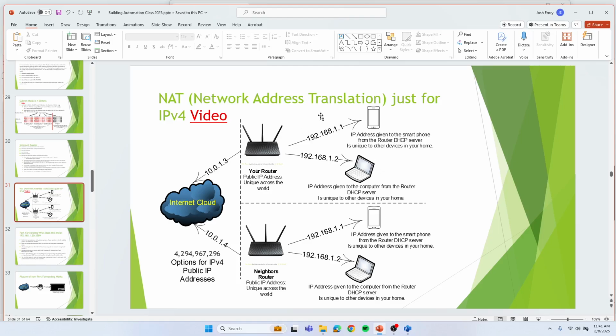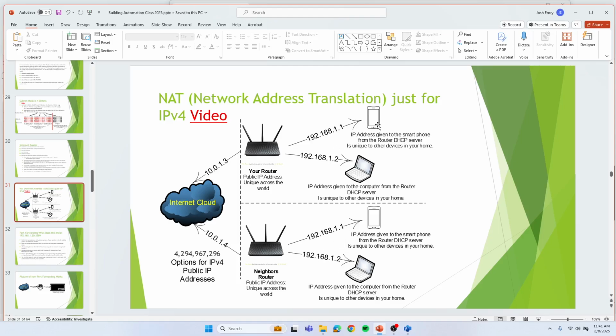So you can see here that I have this section up here is going to be your router or your house. This section here will be your neighbor's router. This is the internet. You can see that this router has a public IP address of 10.0.1.3. Your neighbor's is 10.0.1.4. Those have to be unique across the whole world. What NAT does is it allows you to reuse internal network numbers at another person's house.